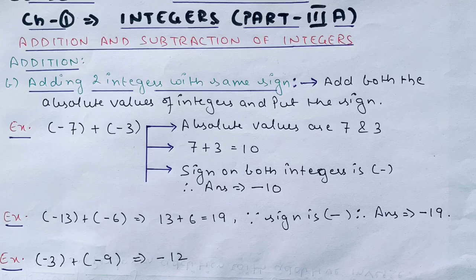Second example. Minus 13 plus minus 6. The absolute values are 13 and 6. You add 13 and 6. The answer you get is 19, and you put the sign which is in front, so minus 19. Now the third one, minus 3 plus minus 9. 3 plus 9 is 12. The sign is minus. So minus 12 will be your answer in this case.